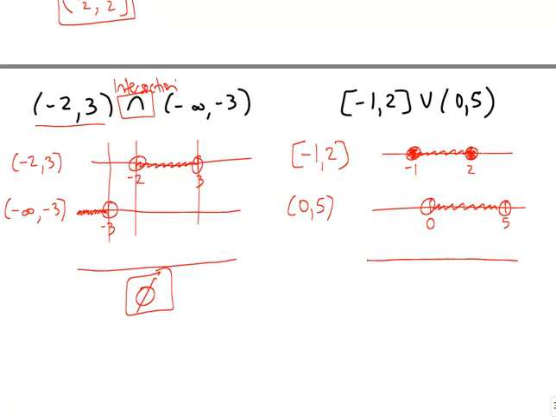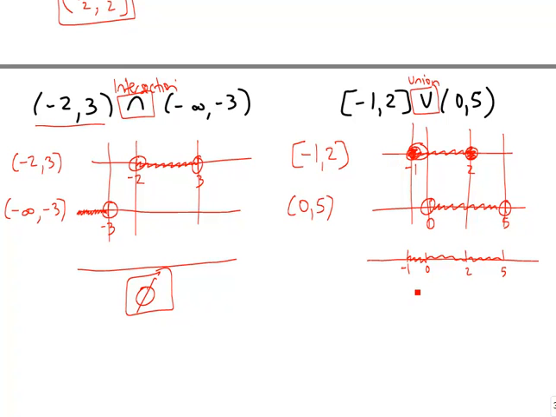So for our final solution, we want this, and that means union, U for union. So anywhere that I see shading, I want to shade in my answer. So let me draw in all my lines through all these key points. I see shading between -1 and 0 right here. I see shading between 0 and 2, and I see shading between 2 and 5, and that's it. Nothing to the right of 5, nothing to the left of -1.